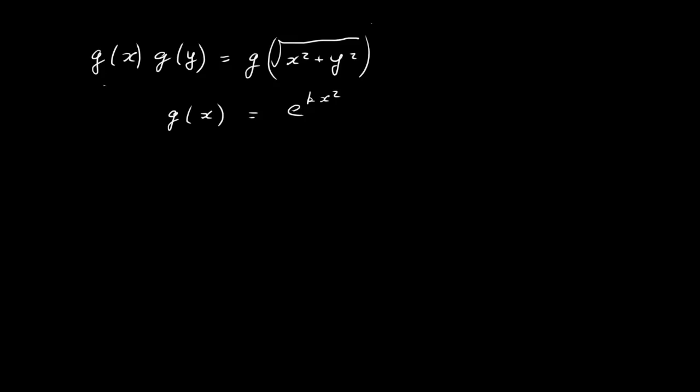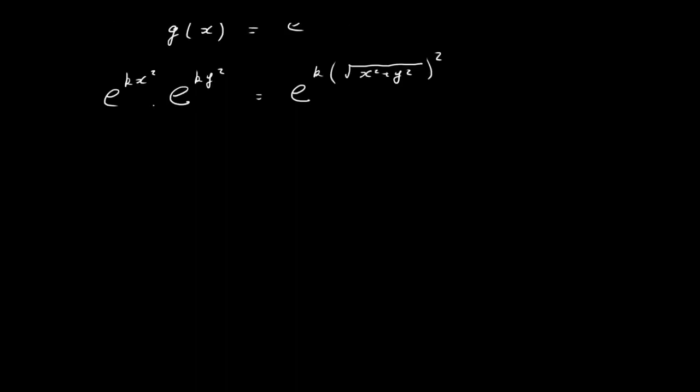So we have g of x here, so that's going to be e to the power of kx squared. We have g of y here, so that's going to be times e to the power of ky squared here. And then on the right hand side we've got g of the square root of x squared plus y squared, so that's going to be e to the power of k times the square root of x squared plus y squared, all squared. Now let's check to see does this actually work. Would this actually be the case that e to the power of kx squared times e to the power of ky squared is equal to e to the power of k times the square root of x squared plus y squared, all squared?